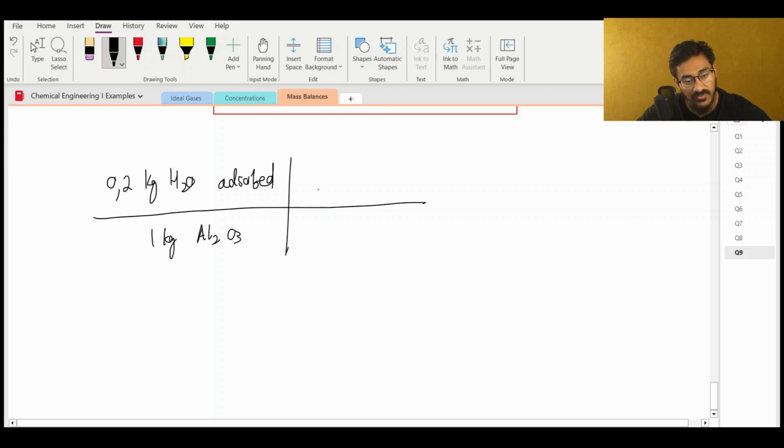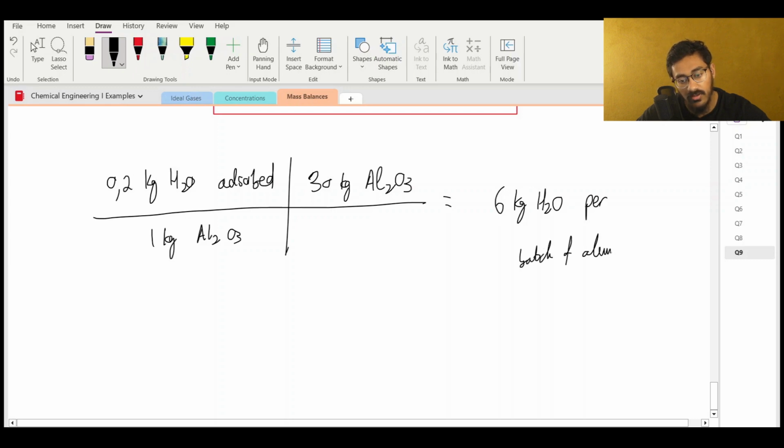But I don't have 1 kg of Al2O3. I've got, I can't remember that number, 30. Okay, I've got 30 kilograms of Al2O3. And so in total, I should be able to absorb 6 kilograms of water per batch of alumina in the tank. Okay, so I can absorb 6 kilograms of water.